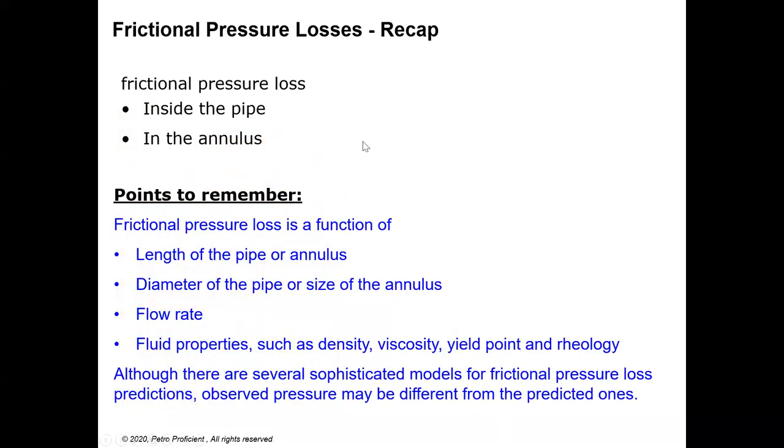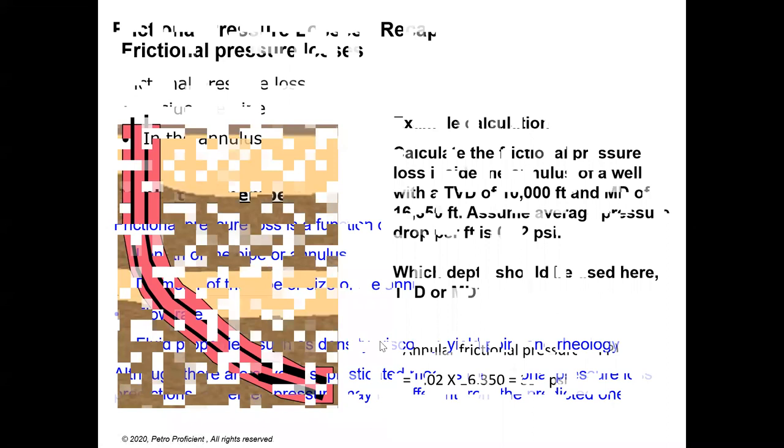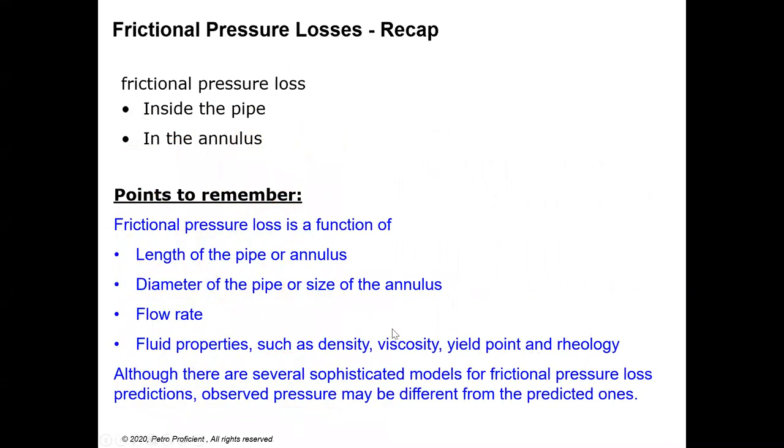Some points to remember as far as friction pressure loss is concerned: you have friction pressure loss in the pipe, and you have friction pressure loss in the annulus. For the purpose of bottom pressure calculations, you only take friction pressure loss in the annulus, not in the drill pipe. The friction pressure loss in the drill pipe is mainly for you to determine how much pressure your pump is going to see. But for our bottom pressure calculations, you need to know the friction pressure loss in the annulus.